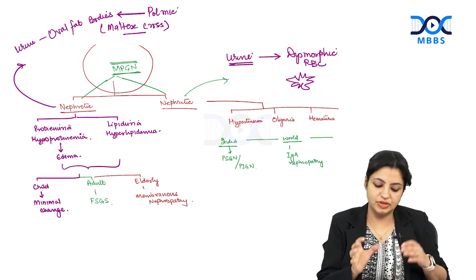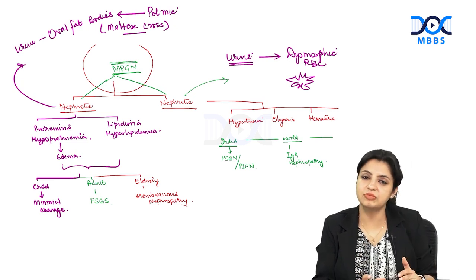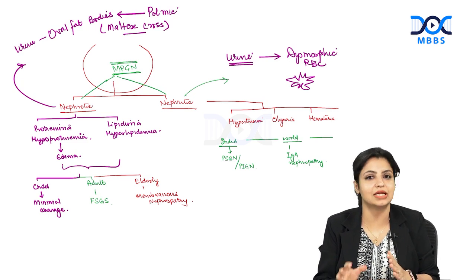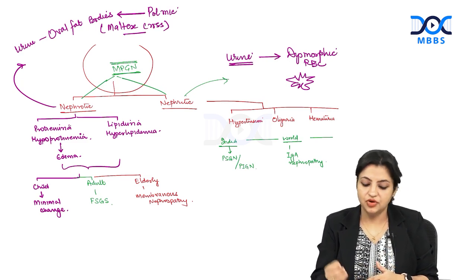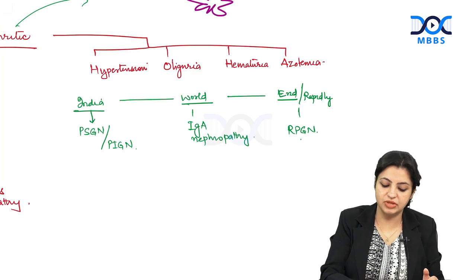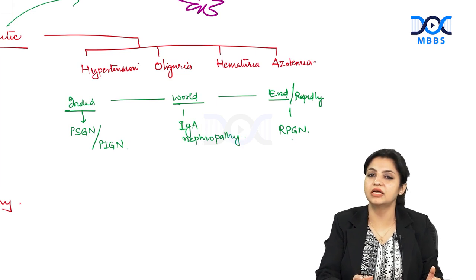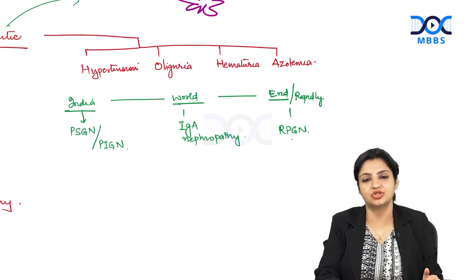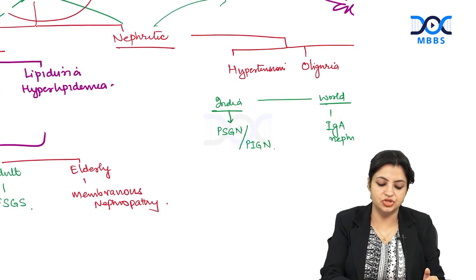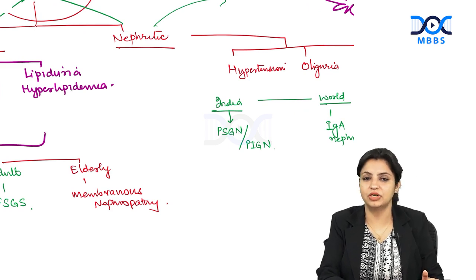And what are the diseases which manifest as nephrotic? In children, it is minimal change. In adults, it is FSGS. In the elderly, it is membranous. Whereas in glomerulonephritis, there are several causes. In India, it is PSGN. In the world, it is IgA nephropathy. And the rapidly progressive one is RPGN. The combination of both is MPGN. You have to remember it like that. So, that's how we classify the glomerular disorders.